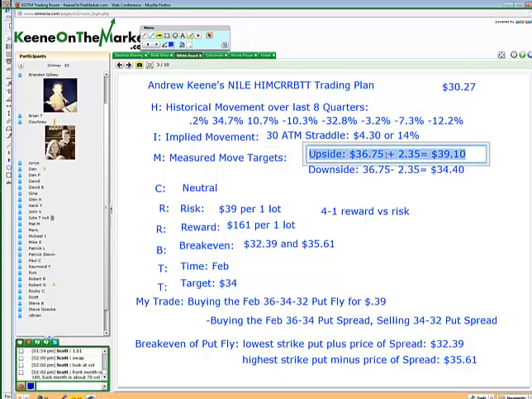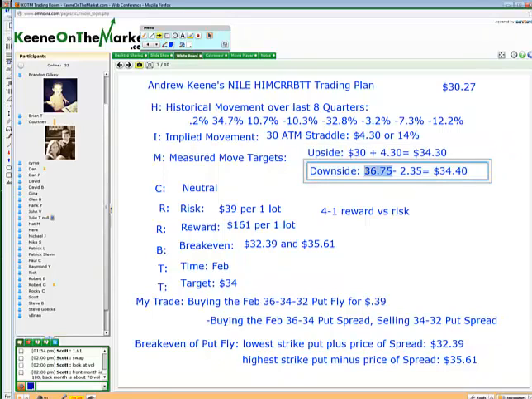I'm going to have two measure move targets. I'm going to have an upside measure move target, which is the 30 plus 4.30, 34.30. And then I'm going to have a downside measure move target, 30 minus 4.30, which is 25.70. Let me see how the chart looks.